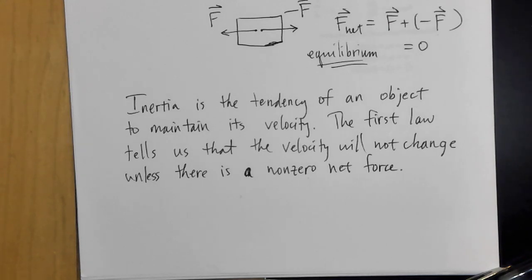Just think about things in outer space. They just float in straight lines with constant speed. They just float along like this until you bang on one of them, then they change their direction, and you put a net force on the object.